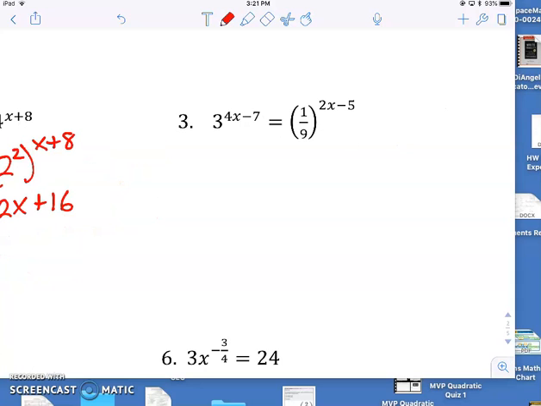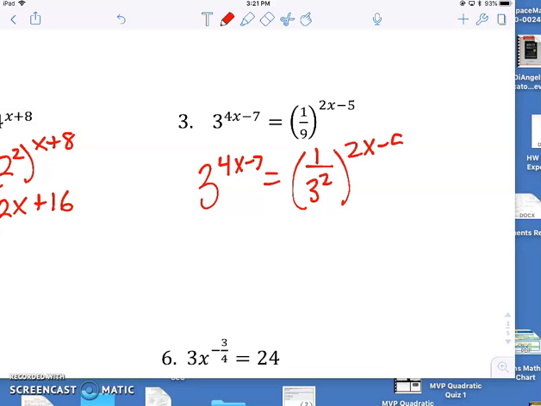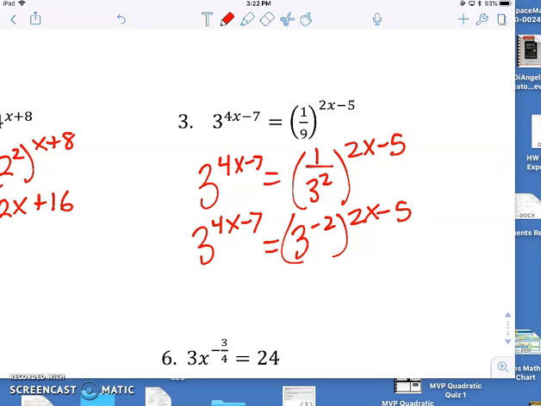Next one, how can we make this one the same base? So 3 to the 4x minus 7. Well, this would be 1/3 squared to the 2x minus 5. But since that's on our denominator, we know from rule of exponents, we can make that negative. So there's an equivalent to 1/3 squared. And now our bases are the same.